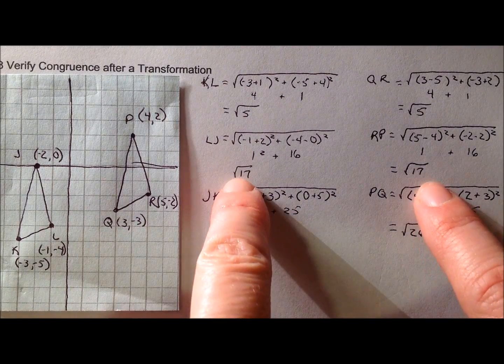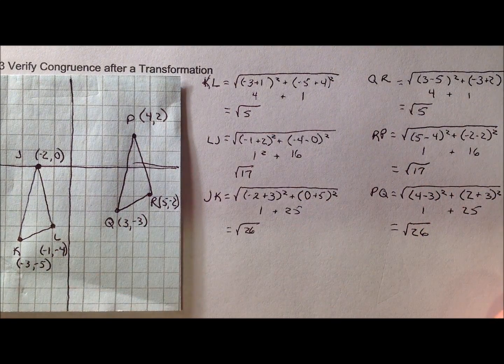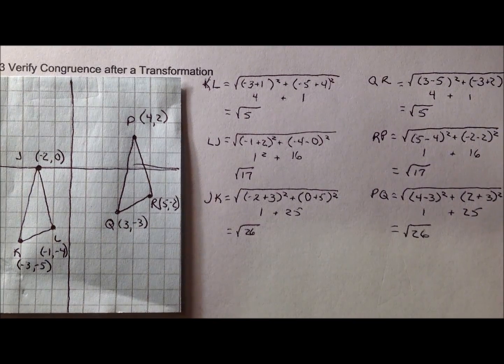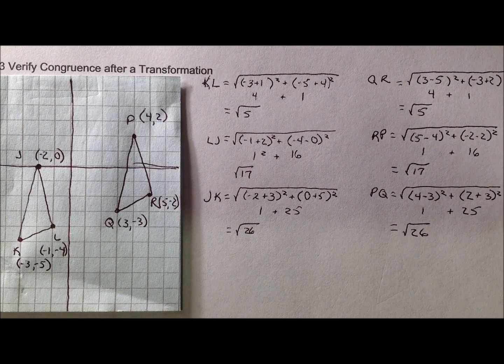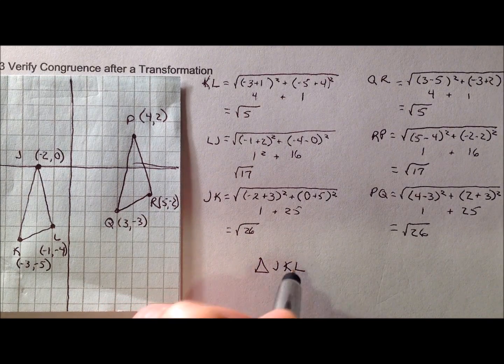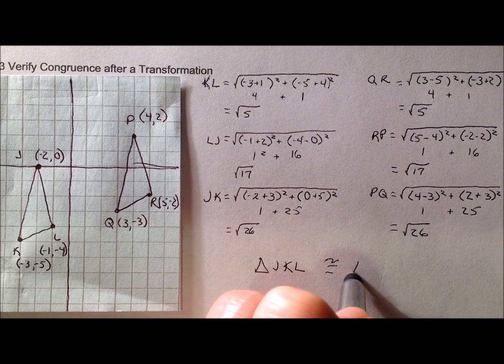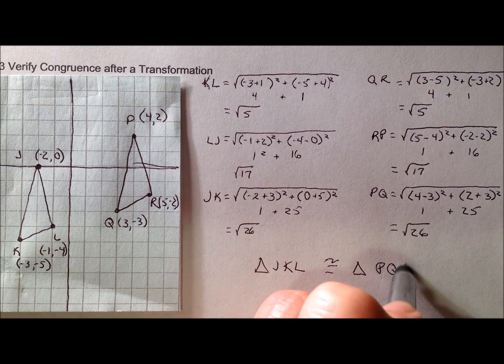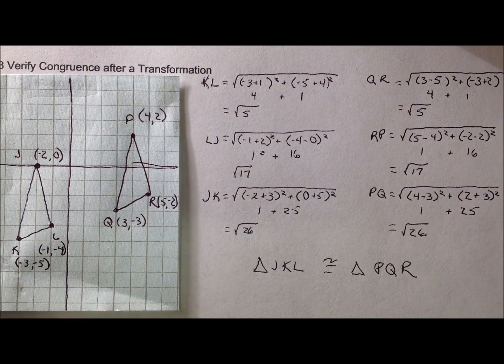So we have 3 pairs of congruent sides. So we have looked at the congruence of our figures after the transformation. So by side, side, side, we have congruent triangles. We have triangle JKL is congruent to triangle PQR. Now complete Check Your Progress number 3.